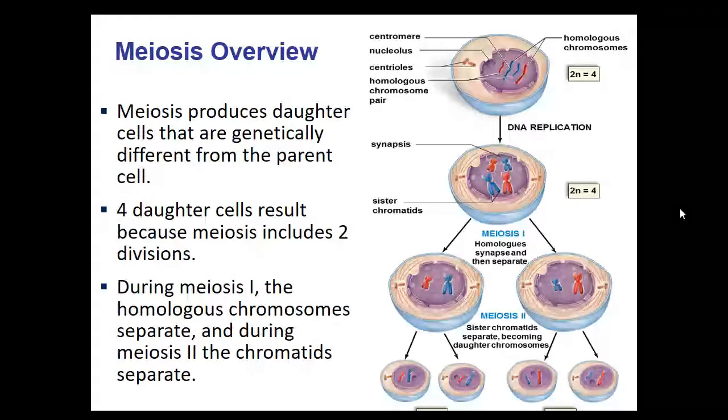That just means that the red ones don't all go in this one, and the blue ones all go in this one. Which chromosome of each pair goes into a particular daughter cell is independent of which chromosome of the other 22 pairs goes into each daughter cell. So it could be any combination.